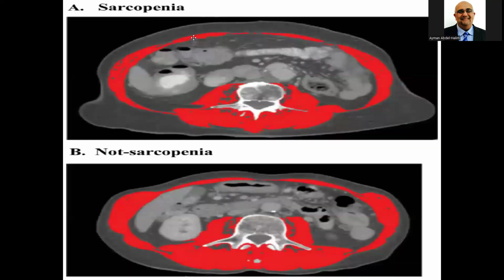Okay, CT scan at level of L3. This is a sarcopenic patient, and this is a non-sarcopenic patient. Look at the muscle, it is more developed here, all over, than over here. The upper one, the red coloration is the muscle. As you can see, with sarcopenia it's affected, and less so with non-sarcopenia.